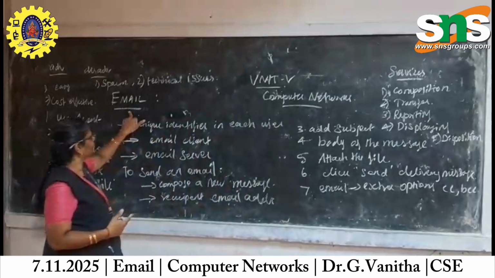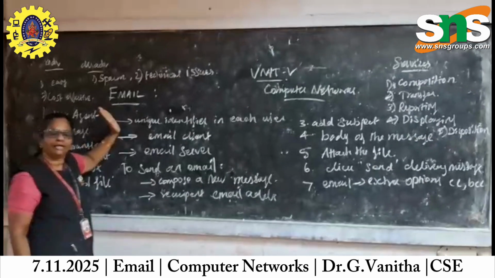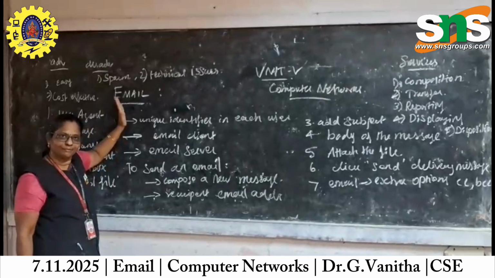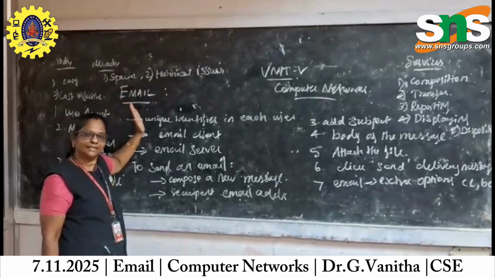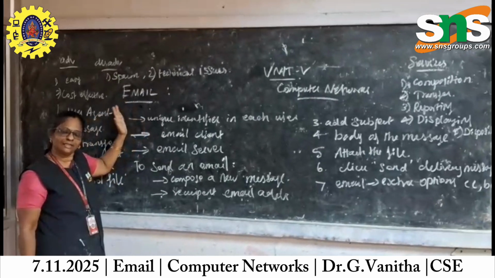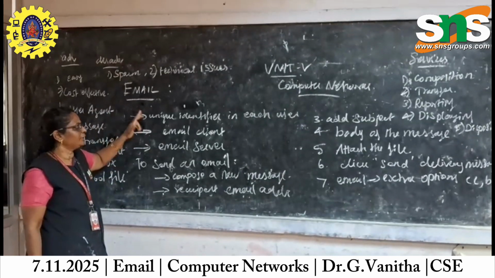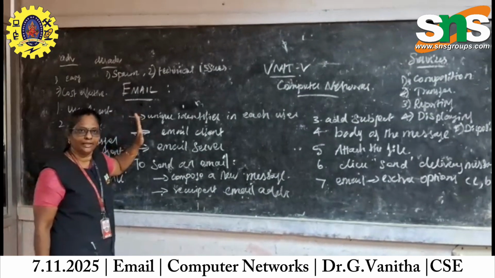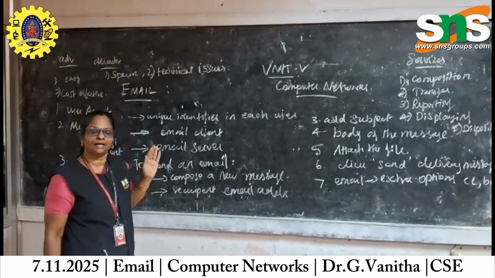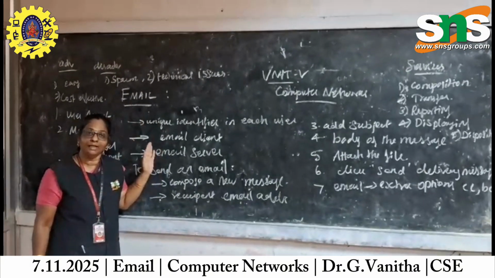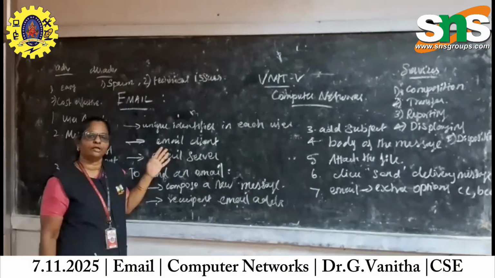In electronic mail, that is email, how does it work? We are sending messages from the sender to the receiver, and then we can get the acknowledgement also. Each and every person has a unique ID. Based on that ID, we are accessing the inputs or messages.